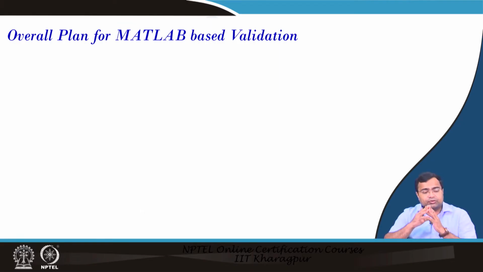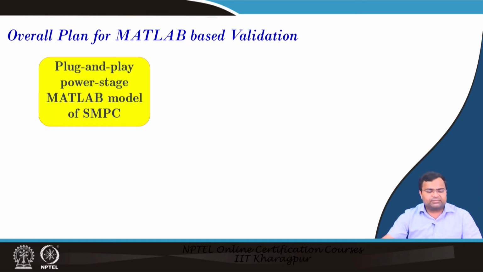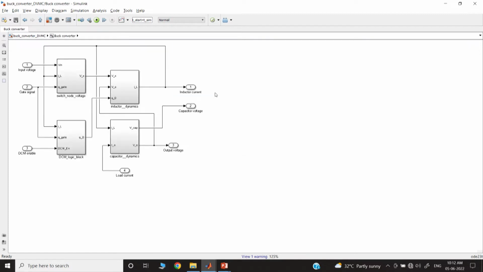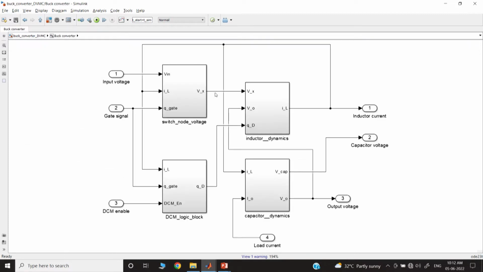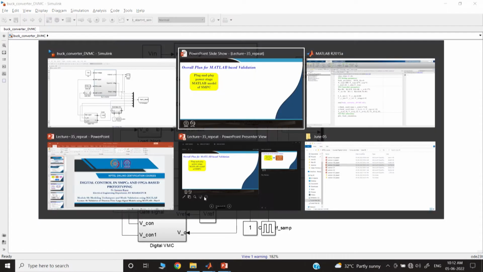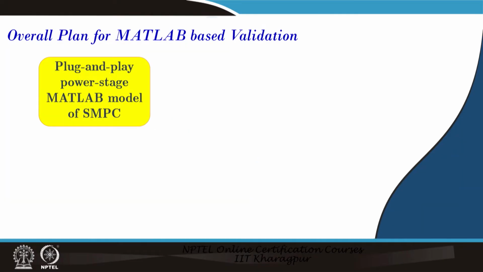So, here I want to show the overall plan for MATLAB based validation. First step, that means we have a plug and play power stage MATLAB model of switch mode power converter model, and I just want to show, if you go to our MATLAB model. So, this is the MATLAB model and this is the power stage model, and I am talking about this model where we have plug and play MATLAB model. Then we will be talking about the digital controller, and then I will come back to the simulation again.